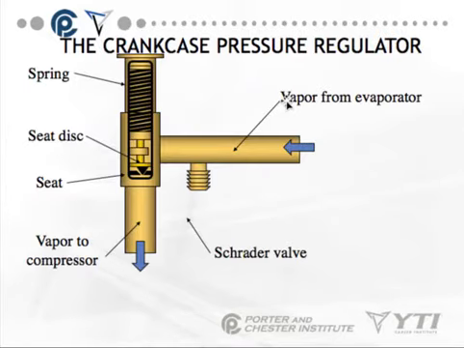Okay, the crankcase pressure regulator, again, it looks very much like the EPR. We have our vapor from the evaporator. We have a Schrader valve for checking the actual evaporator pressures, because if you check at the compressor on this, you're again going to get superheats that don't make sense. We have a spring valve, okay, and we have the vapor to the compressor.